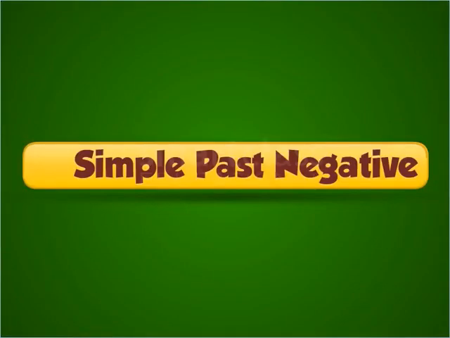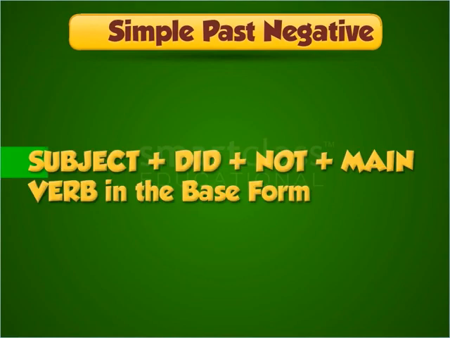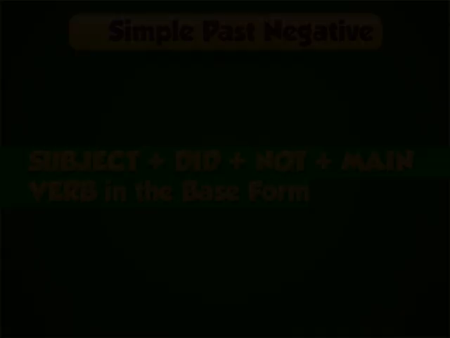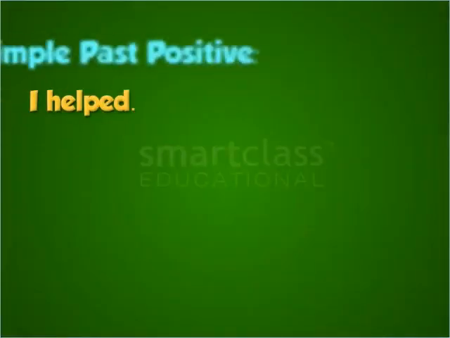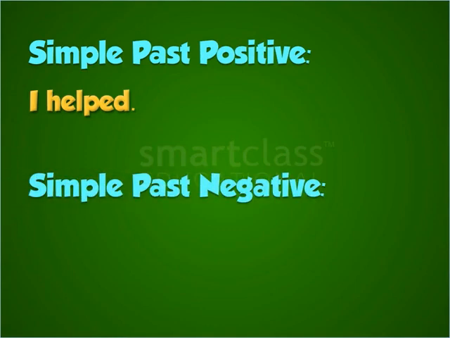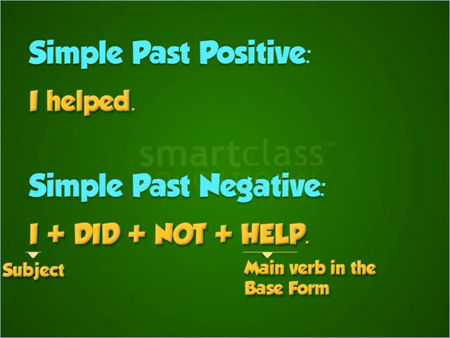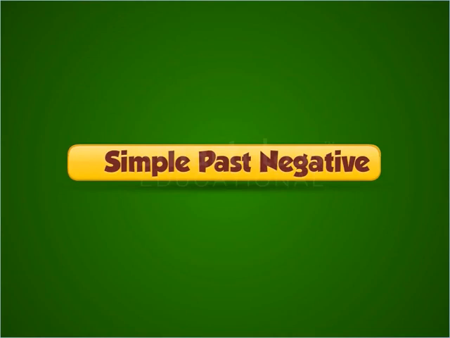In the negative form, the simple past is written as subject plus did plus not plus main verb in the base form. Let's now check out some examples. Again, consider I helped. As you know, this is the positive form. The negative for this will be I, that is subject, plus did, plus not, plus help, main verb in the base form. Here are the negatives for the other previous examples.